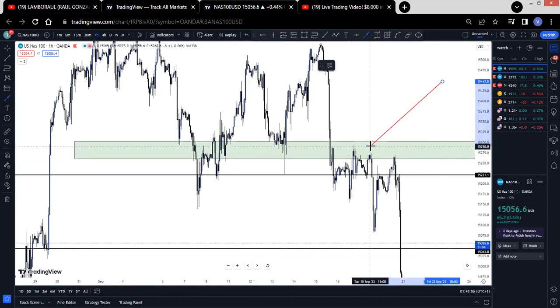So what we want to look at, the type of candlestick formation we want to see at a level of resistance. Now I'm talking about the sell side. At a level of resistance is a bearish engulfing candle or a bearish variation pattern. What do I mean by bearish variation pattern?